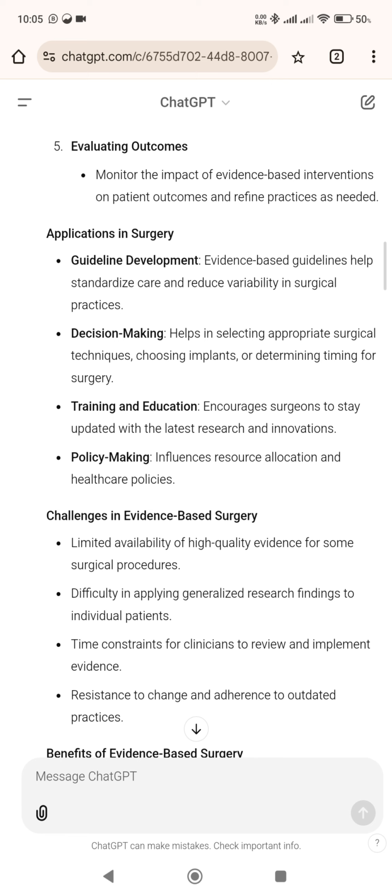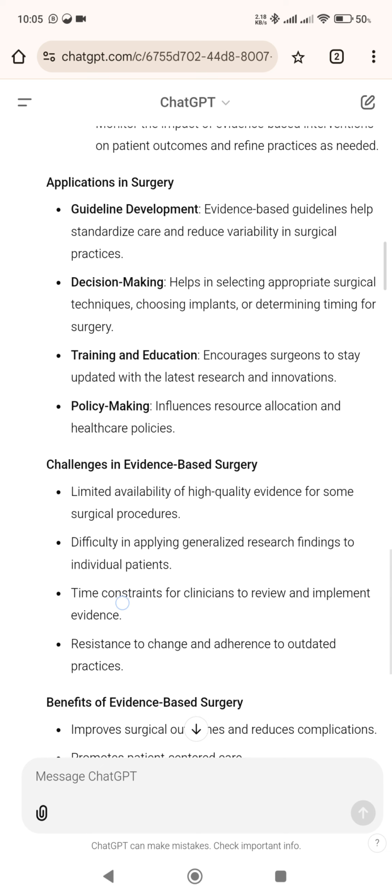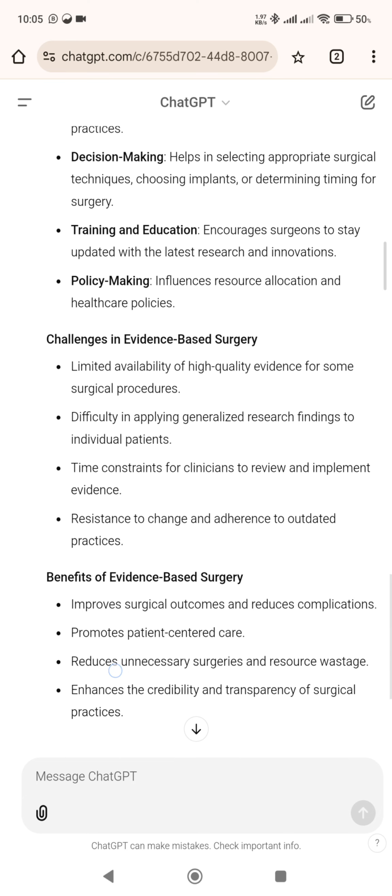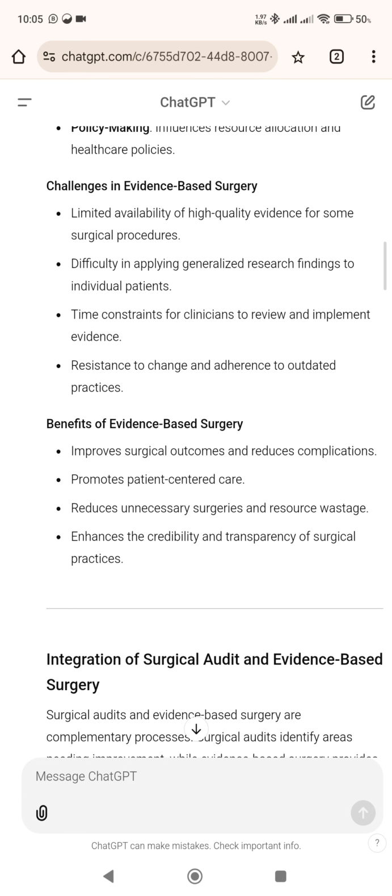Challenges in evidence-based surgery. Limited availability of high-quality evidence for some surgical procedures. Difficulty in applying generalized research findings to individual patients. Time constraints for clinicians to review and implement evidence. Resistance to change and adherence to outdated practices.